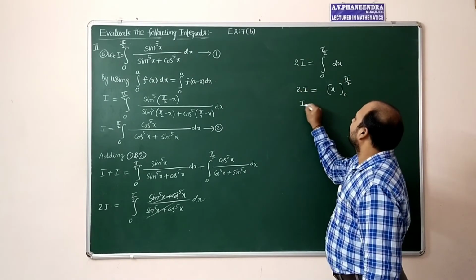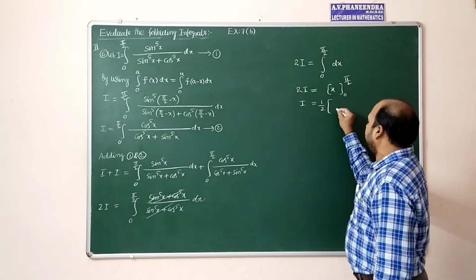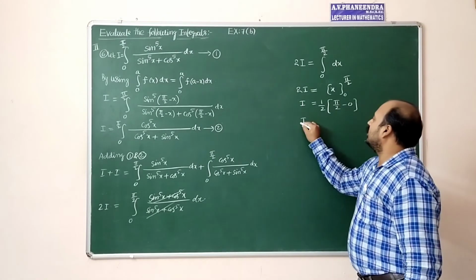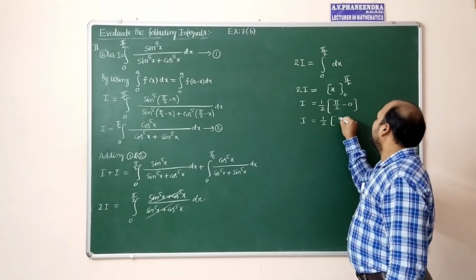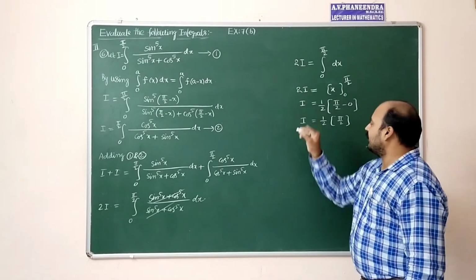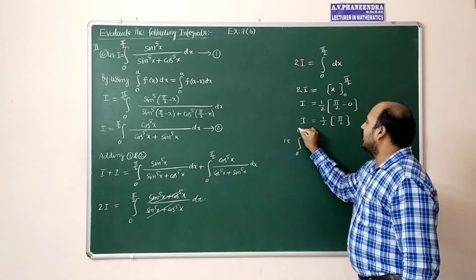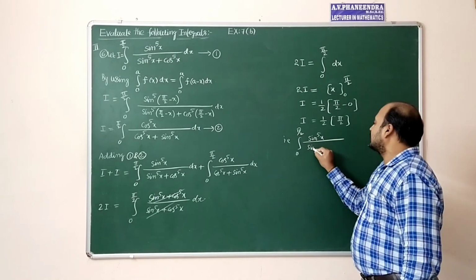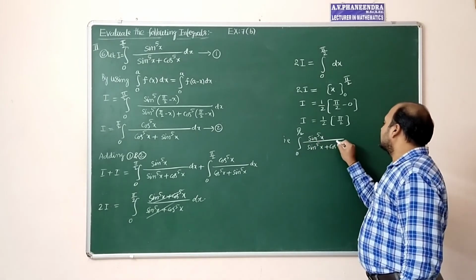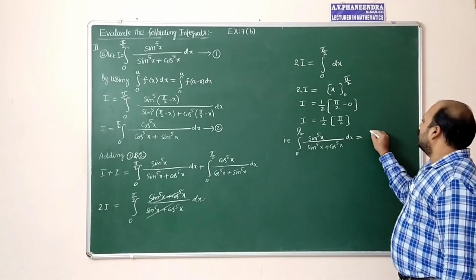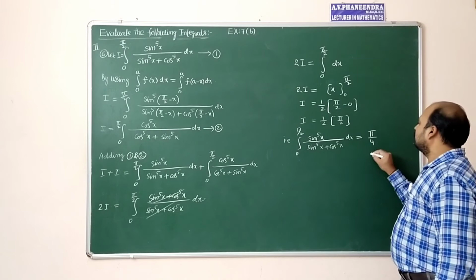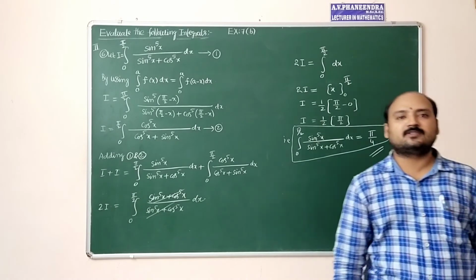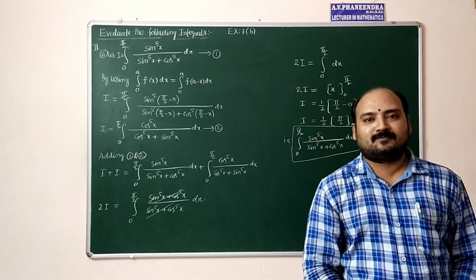2I equals, substituting the upper limit first, pi by 2 minus 0. So I equal to 1 by 2 into pi by 2. I means what? The given integral, that is integral 0 to pi by 2 sin power 5x divided by sin power 5x plus cos power 5x into dx, equal to 1 by 2 into pi by 2, which is pi by 4. Hence the result. These types of problems are very important for the public exams. Keep in mind and practice.